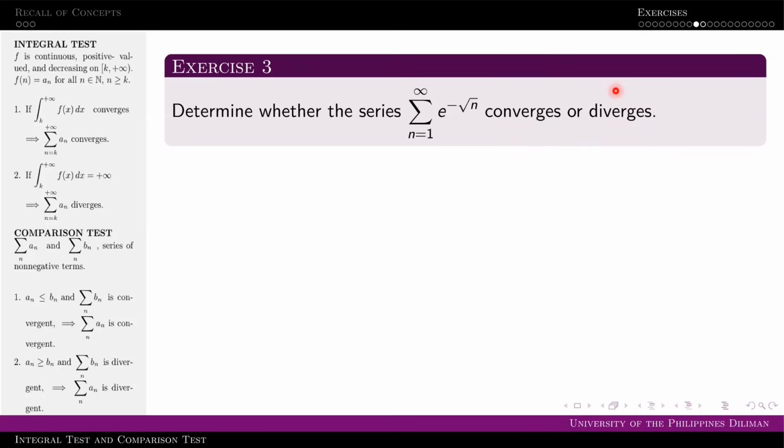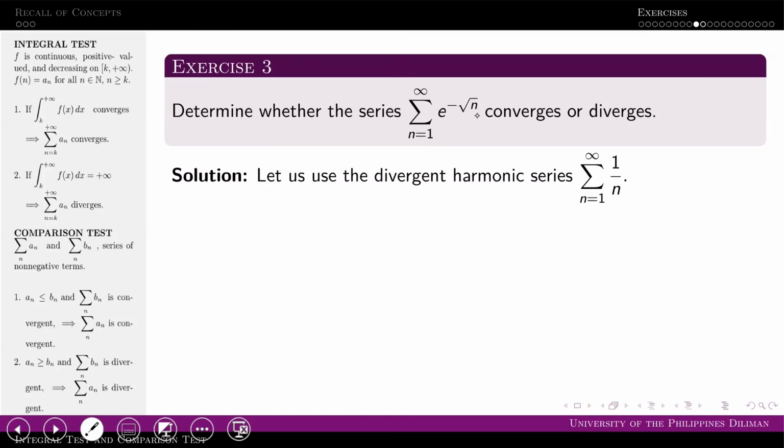So, feeling natin divergent siya. Then, we look for a divergent series to compare this with. So, alam natin na si e raised to square root of n ay greater than n. So, kapag kinuha mo yung reciprocal, pwede mo silang i-compare. So, let's try 1 over n, the harmonic series, which is divergent.